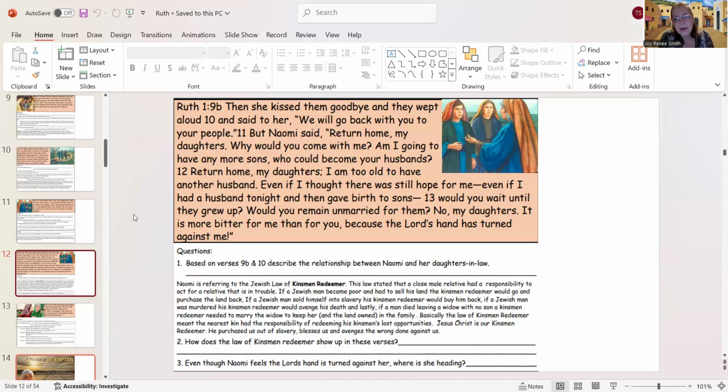Now, she's not thinking about the other parts of the kinsman redeemer, but she is thinking about having sons again, but there were other ways that they could use kinsman redeemer, as we will find out in the book. Even though Naomi feels the Lord's hand is turned against her, where is she heading? She's heading right back into Israel, into Bethlehem. So even though she feels the Lord's hand's against her, she's going right back into the Lord's country.